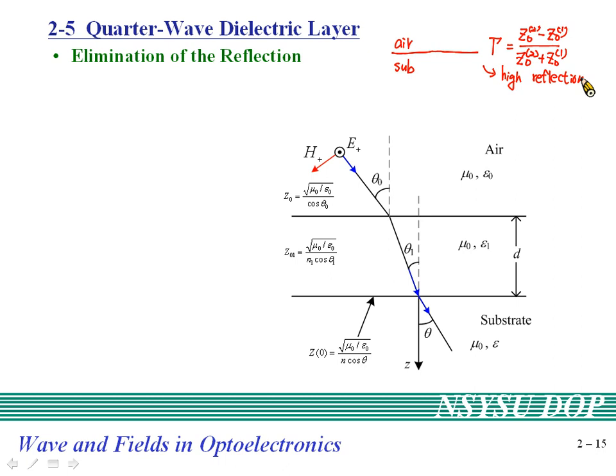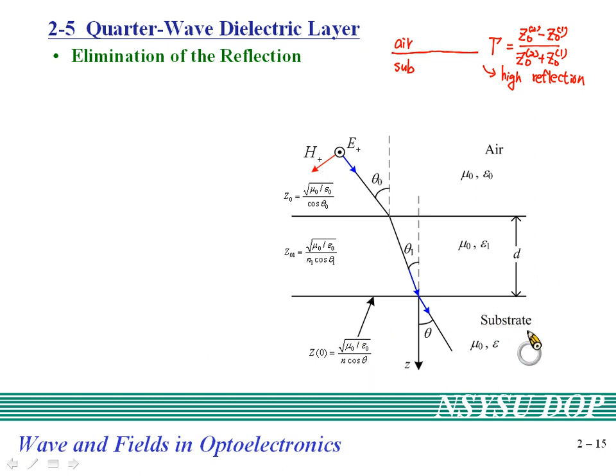But in some applications, we may want the light to be totally incident into the substrate. In this session, we would like to use a quarter wave dielectric layer to reduce the reflection at the dielectric interface, and consider the situation as plotted in this figure.